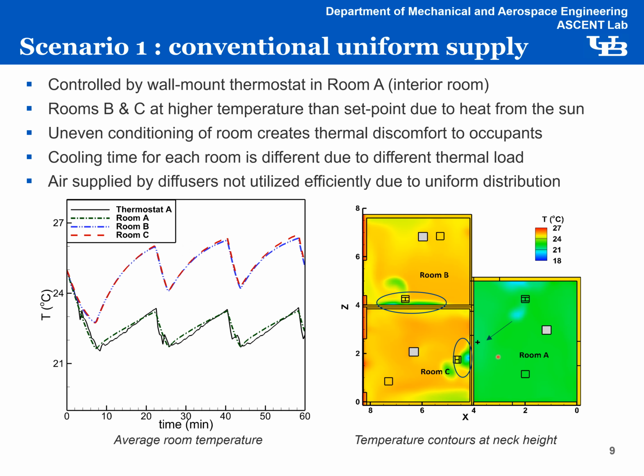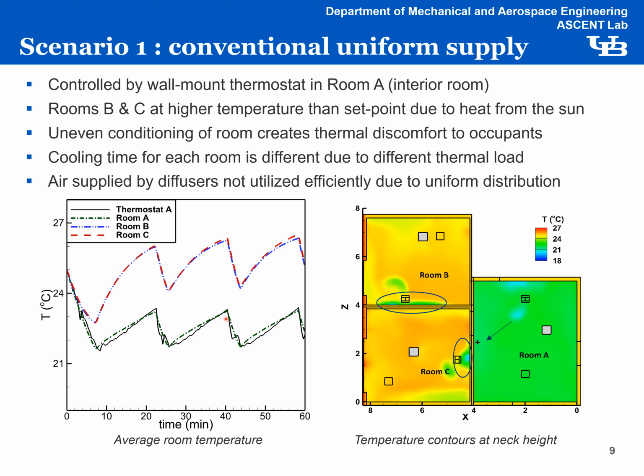The conventional HVAC system is controlled by a thermostat in room A, and the doors between the rooms are assumed to be closed. The temperature contours at the neck height 60 minutes after the HVAC operation show that rooms B and C are at a higher temperature than room A. The temporal variation of average room temperature shows that the exterior rooms are always warmer than thermal comfort levels, whereas the average temperature of room A is consistent with the thermostat set point temperature.